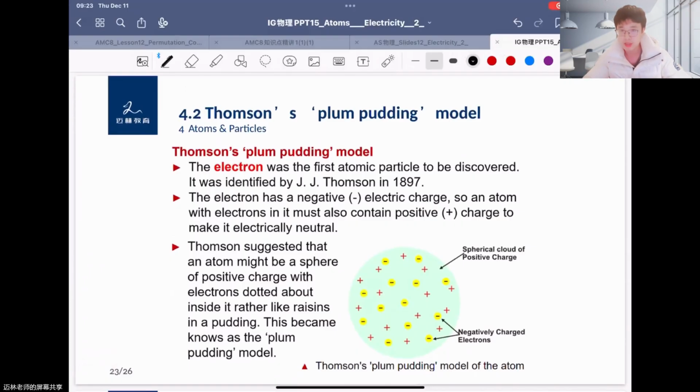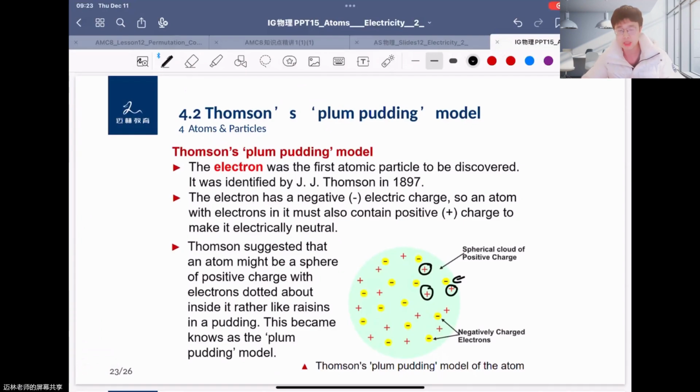Okay, so in this plum pudding model, it's just as its name, right? Here's a pudding. So the pudding is made by the positive charge, and some negative electrons are just put inside the pudding. So like here, you can find the electrons put inside the pudding. They are arranged maybe randomly in the pudding model.